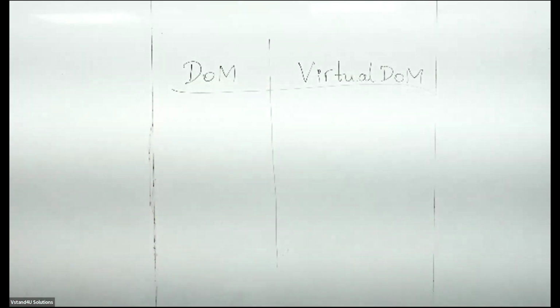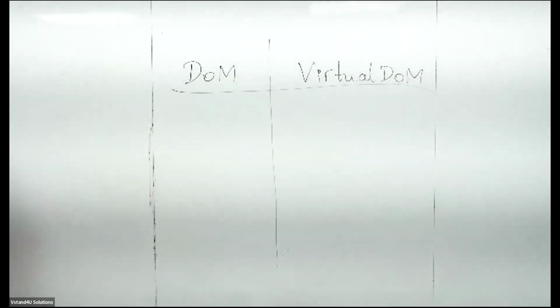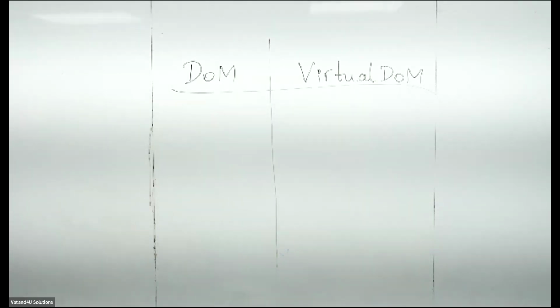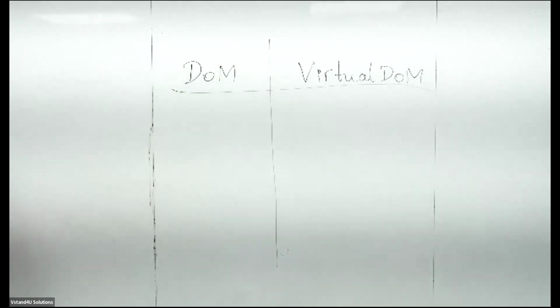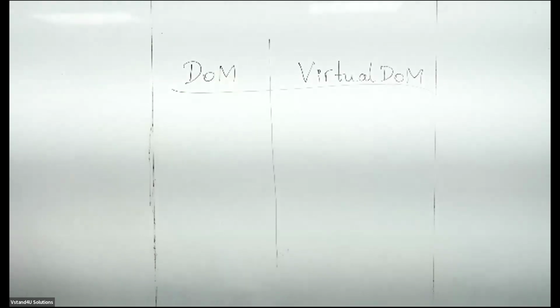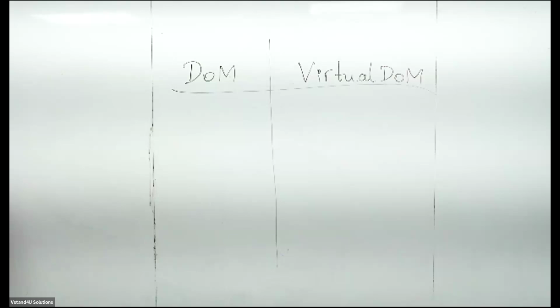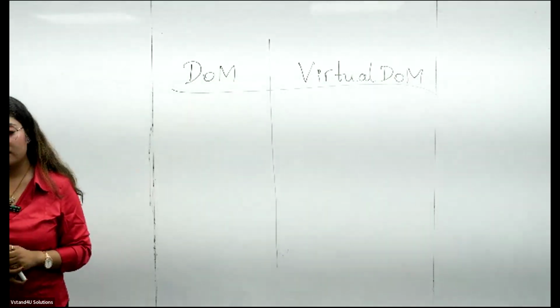Take down the second point. Under DOM: DOM manipulation is very expensive. Virtual DOM manipulation is very, very easy. Now, what do you mean by virtual DOM manipulation is very, very easy? Cheaper.